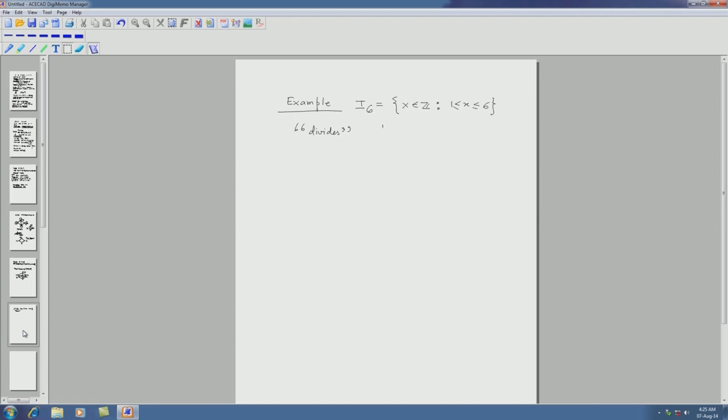And we denote this partial order by a vertical line. So, we will write A divides B if and only if A divides B in the usual sense. So, strictly speaking, I can say that A divides B if and only if there exists C belonging to Z such that B equal to C times A. So, this is the standard definition of division that we are using.